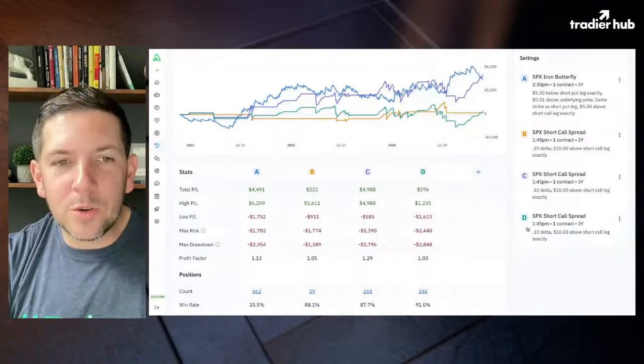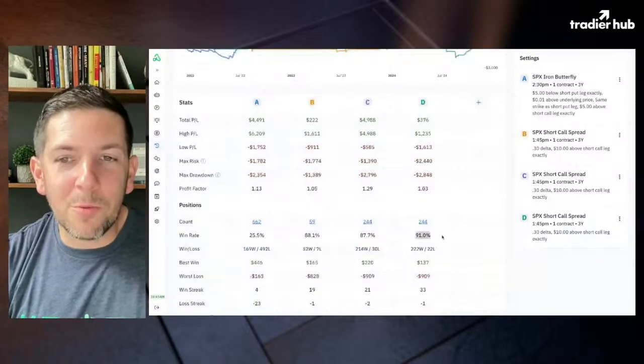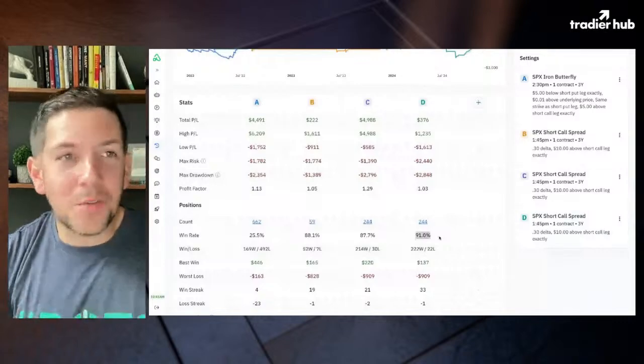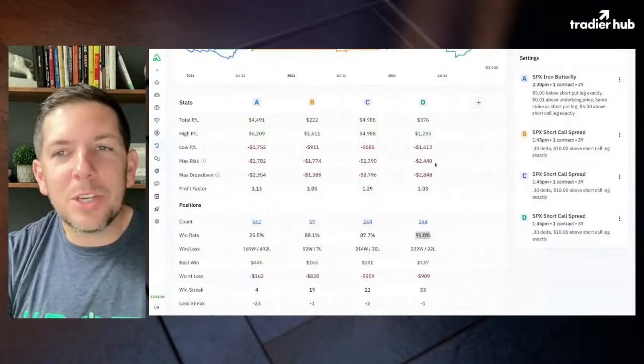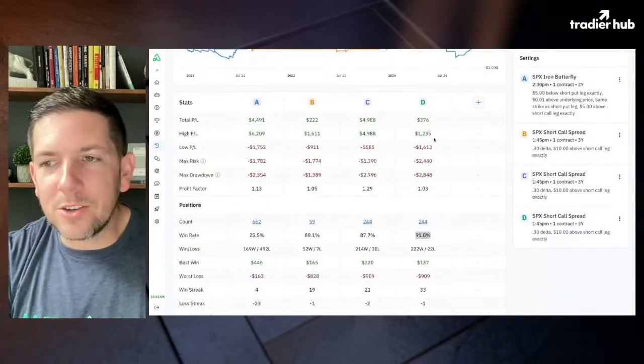Yes, that improved your win rate. You had a really good win rate here at 91%. So you feel good winning a lot of trades. You just didn't make any money doing it. So let's actually do the opposite.